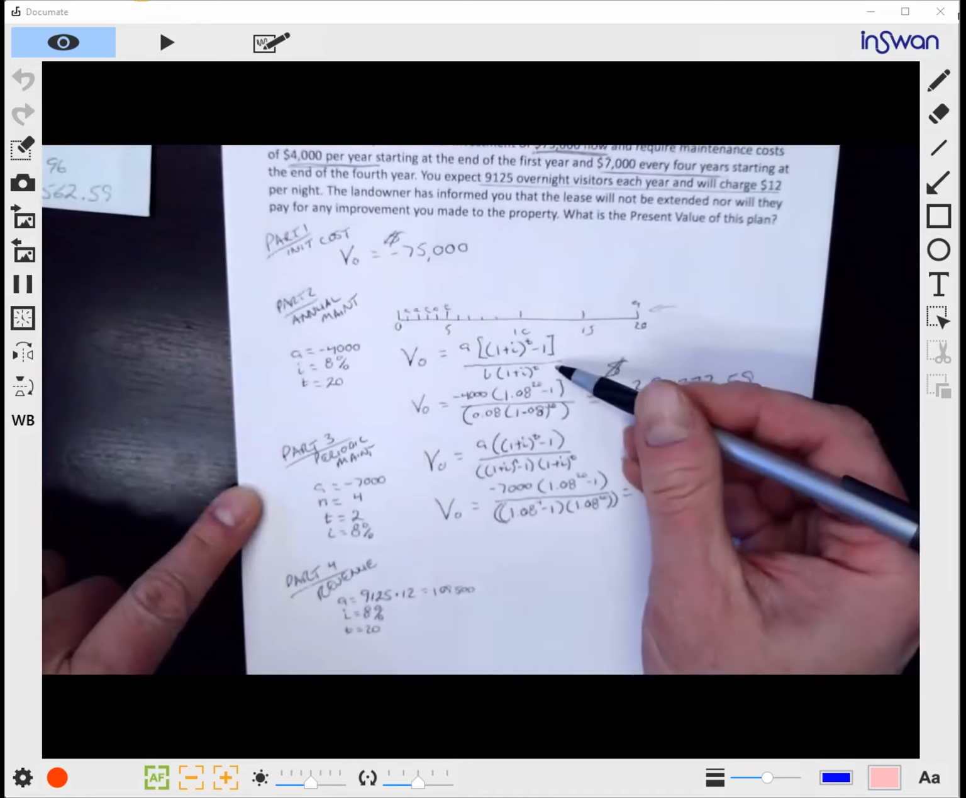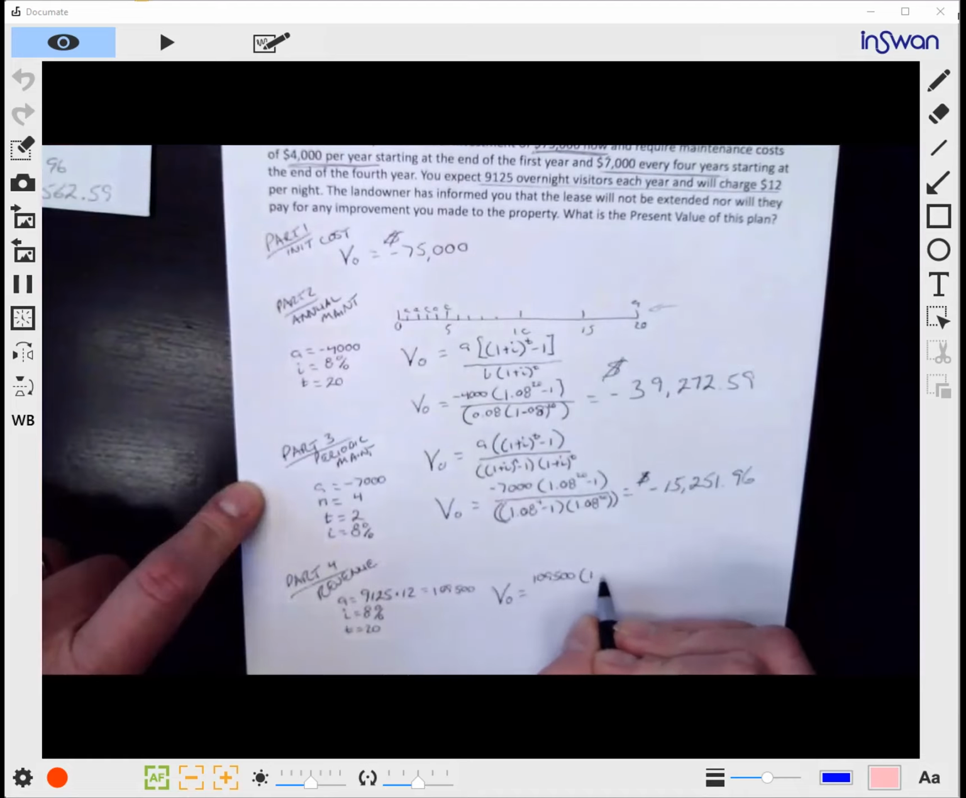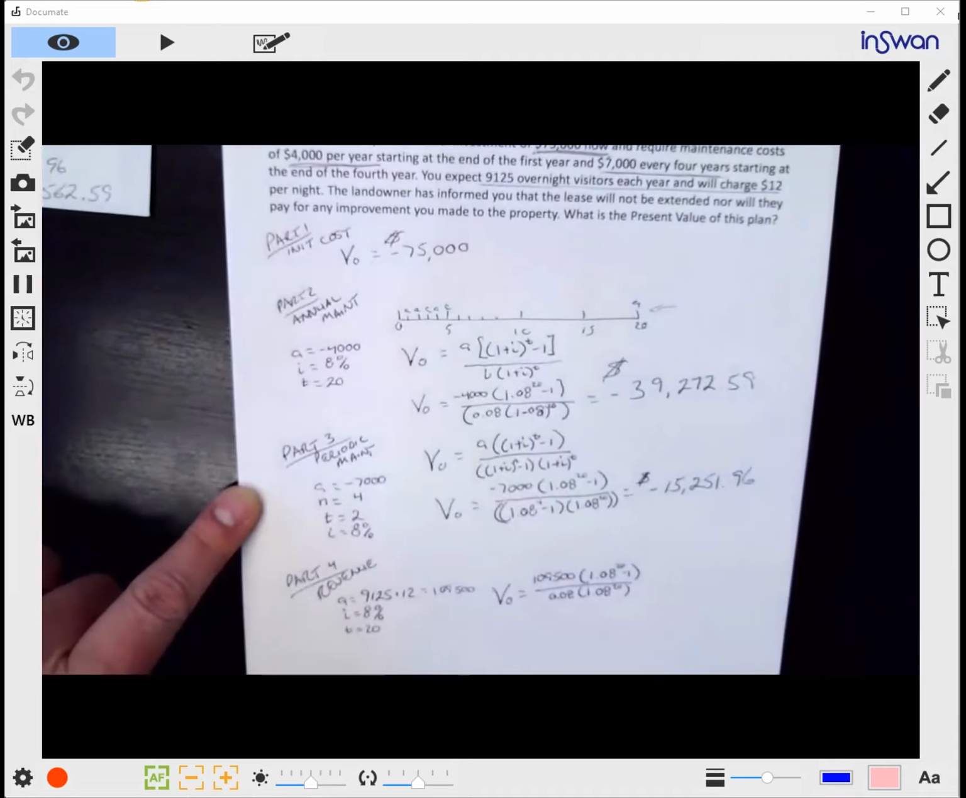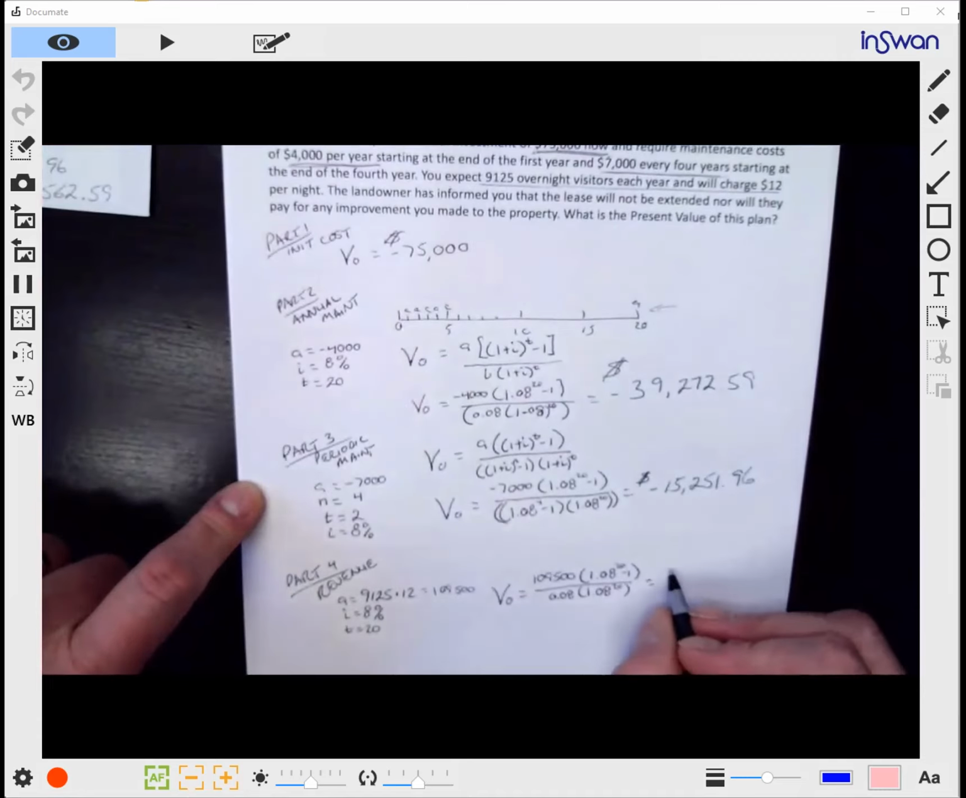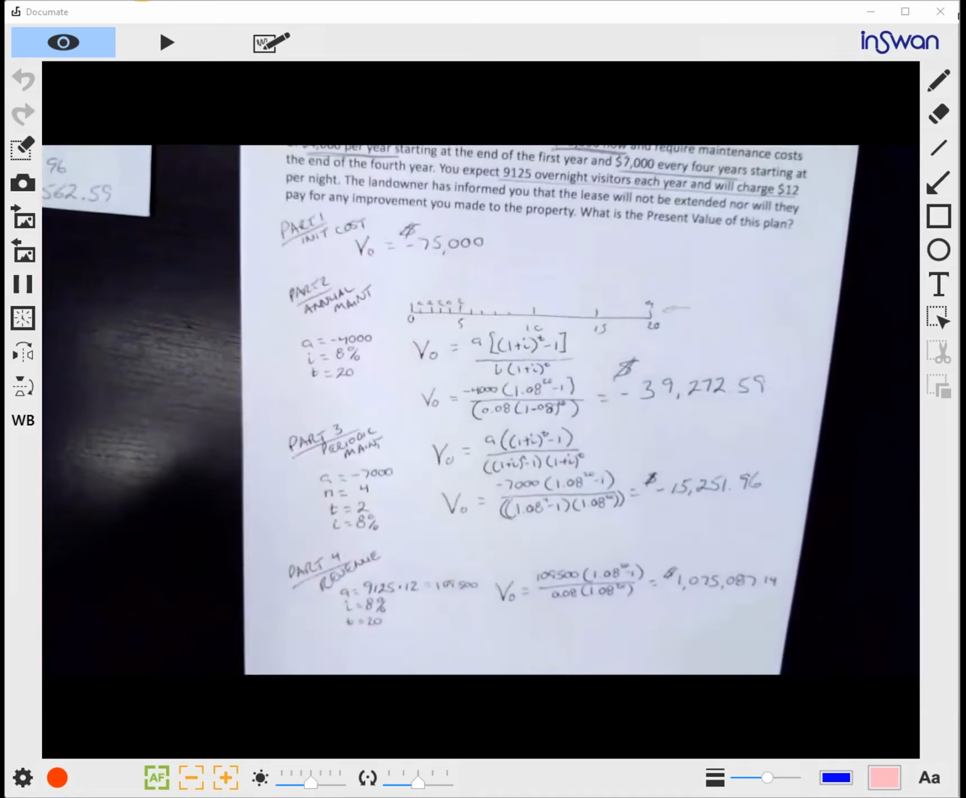This is the equation I'll be using. It's the exact same as the one above, so I'll just go ahead and plug those values in. So my V0 equals 109,500 times (1.08 to the 20 minus 1) over (0.08 times 1.08 to the 20). And that should equal 1,075,087.14. So now I've got my 4 pieces.